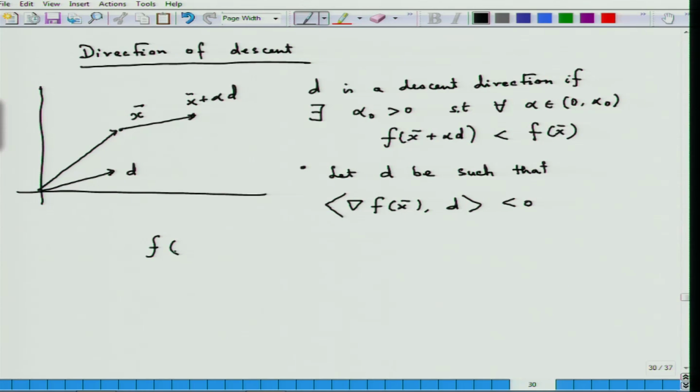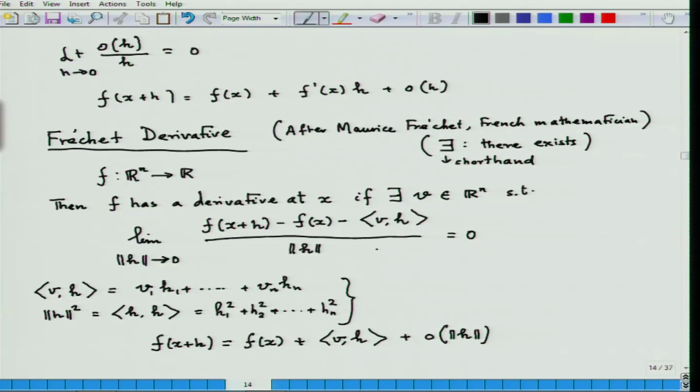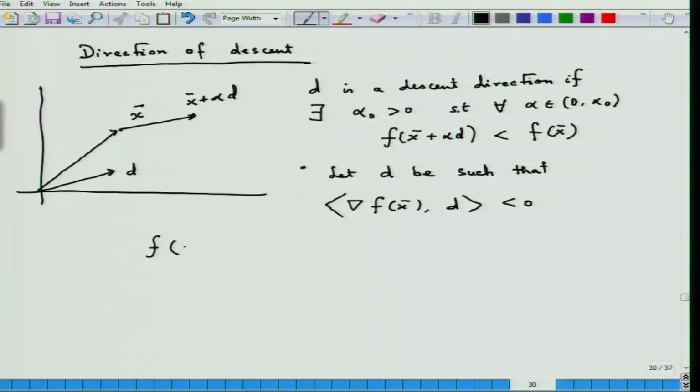So, by the definition of the derivative, the Fréchet derivative basically, this is actually the definition of the derivative. Now, this would mean that if I take x bar plus alpha d, where alpha is sufficiently small, I can write this as f of x bar plus grad f of x bar d plus order of norm of lambda of d.